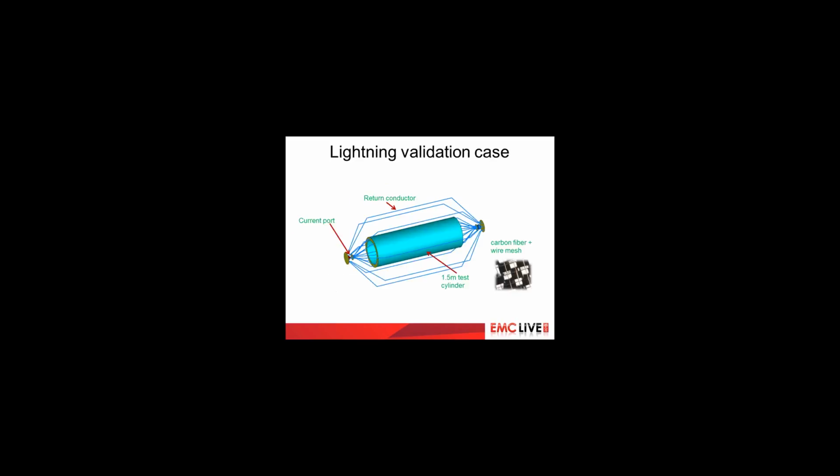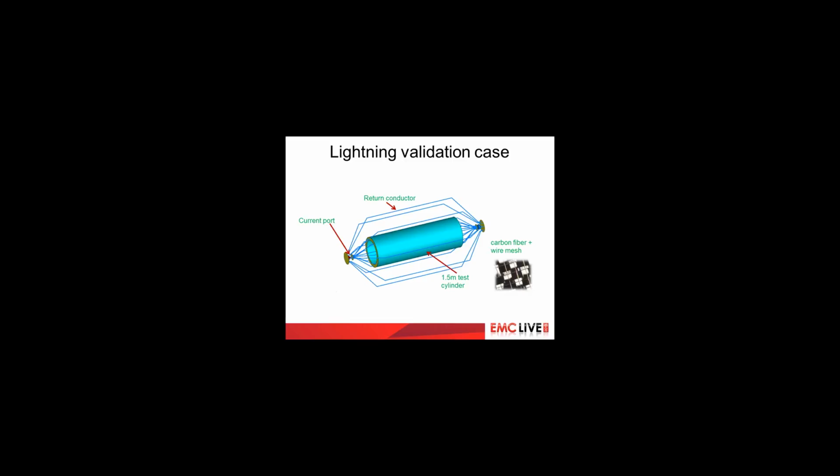Continuing on with the theme of validation, I would like to now discuss a lightning benchmark problem. This benchmark consists of a 1.5 meter long, half meter diameter conducting cylinder, which may be either aluminum or carbon fiber with a wire mesh superimposed on it. The outer conductor is formed by a series of return conductors, and the inner conductor is the cylinder. So it's essentially like a coaxial transmission line.